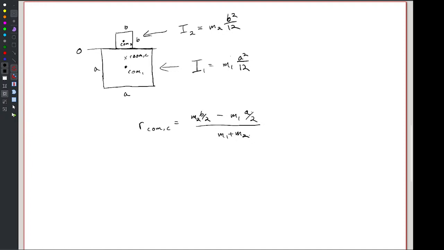But if M2 is a lot smaller than M1, then this R COM is basically going to be negative M1 A over 2 over M1. So it just becomes that the center of mass is A over 2. That was my thought, at least initially. So then you're not doing parallel axis theorem on both, because one's much smaller than the other. That's why, when you're talking about it rotating around wherever it wants to, the superstructure is the least considerable if you consider the whole. Yeah, yeah.